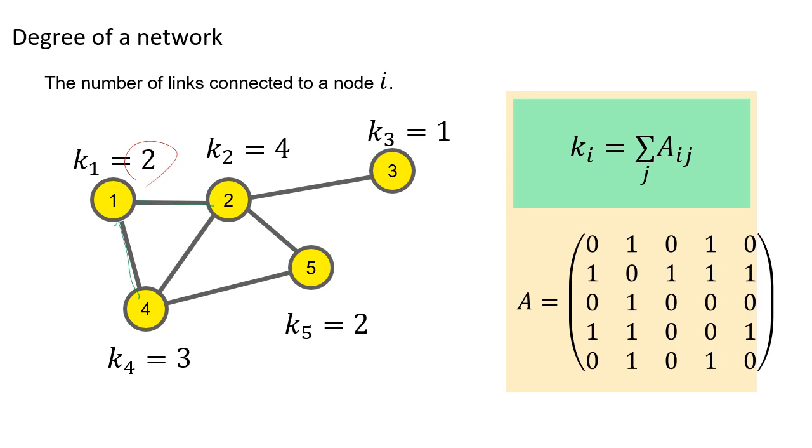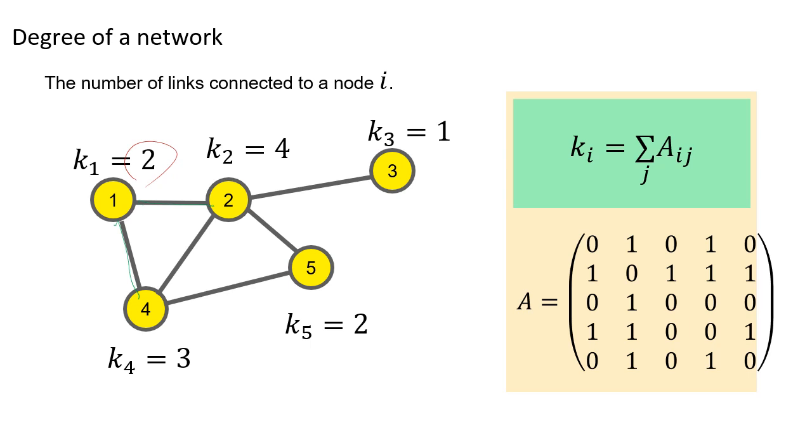However, node 2 has many connections. It is connected to 1, 4, 5, 3. So it has 4 connections to its neighbors, so its degree is 4. So you can calculate the degree of every node.